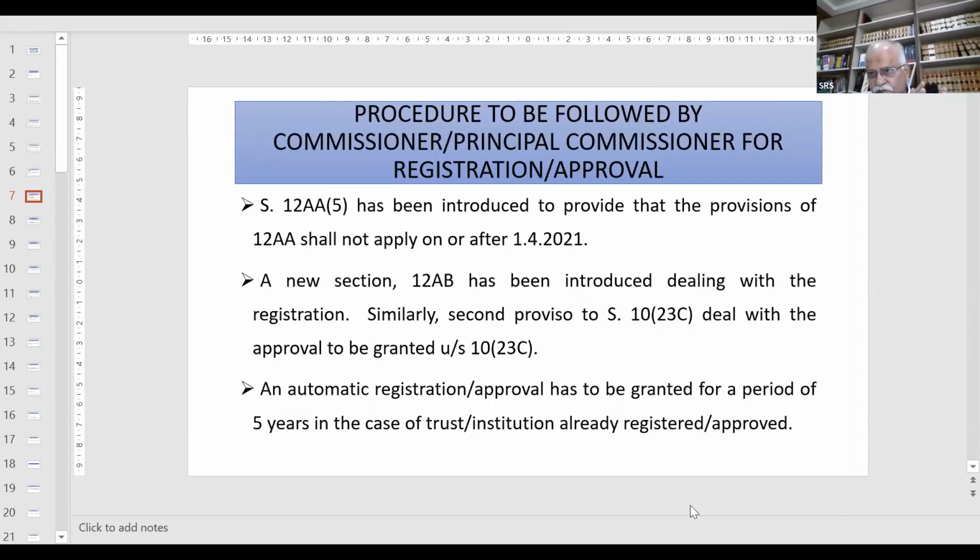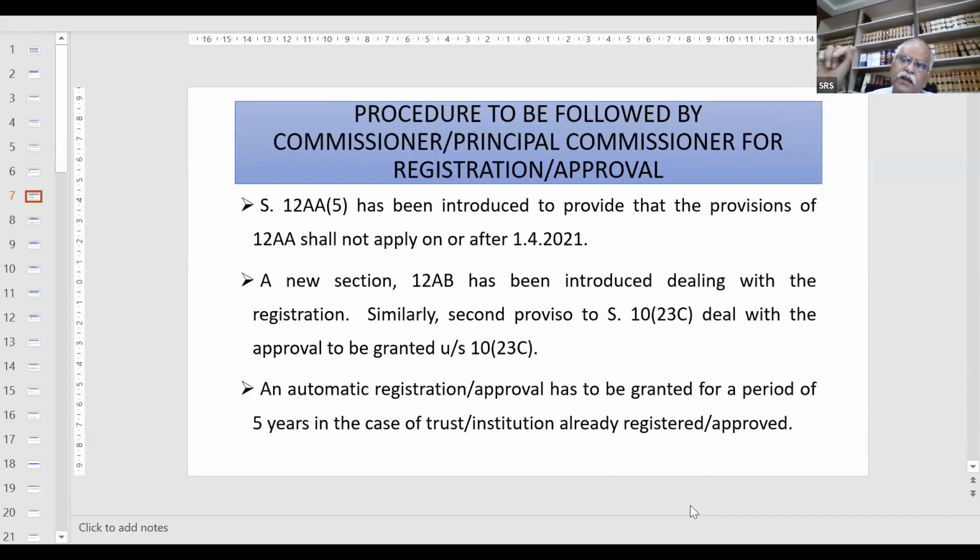Now a new procedure has been introduced, section 12AB. Similarly, the second proviso to section 10(23C) deals with the new procedure, what the commissioner should do on receipt of the application. We saw there are 6 situations where you have to make an application. So on all those 6 situations, section 12AB tells the commissioner to proceed in a particular manner.